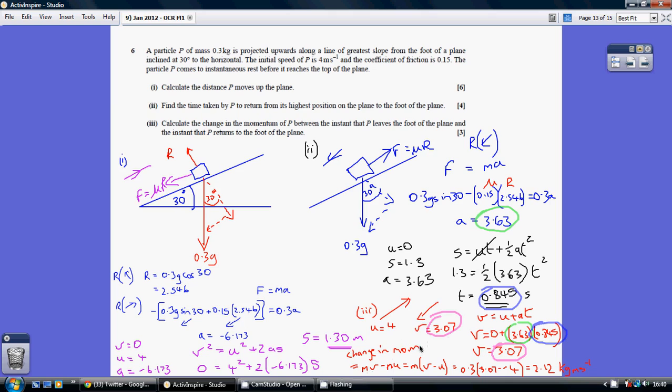Our change in momentum is mv minus mu, or factorising, m(v minus u). If we're saying coming downwards is positive, we've got a final speed of 3.07 and an initial speed of minus 4. So it's 3.07 minus 4, so 0.3 times 7.07, which is 2.12.